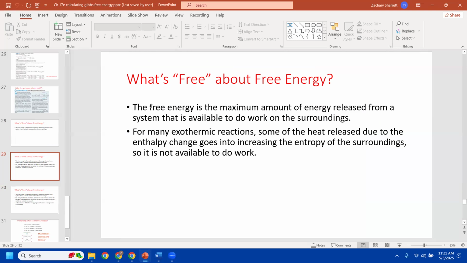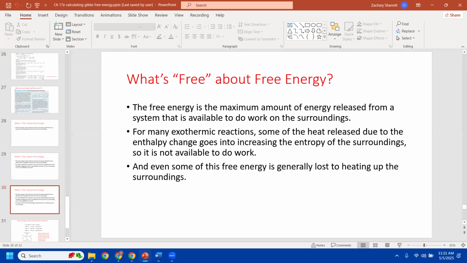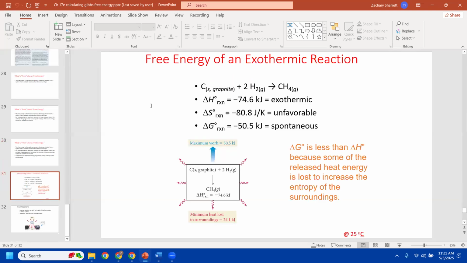So it's not available to do work. The free energy lets us know how much is actually available for that reaction. And even if some of this free energy is generally lost to heating up the surroundings, what can happen is we can take an unfavorable reaction and make it favorable.